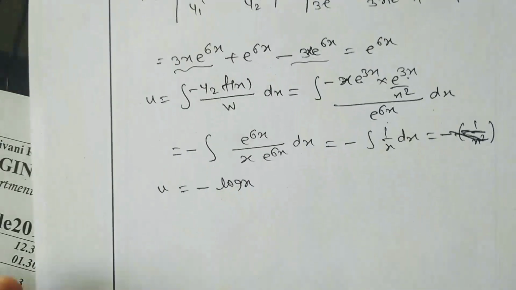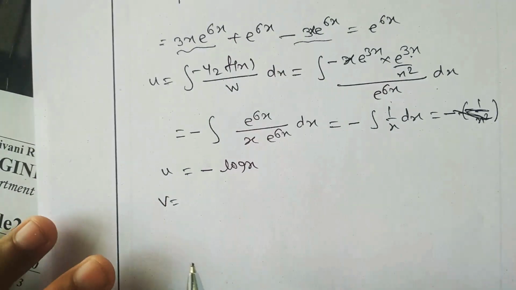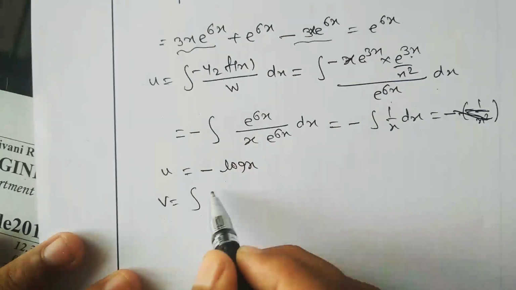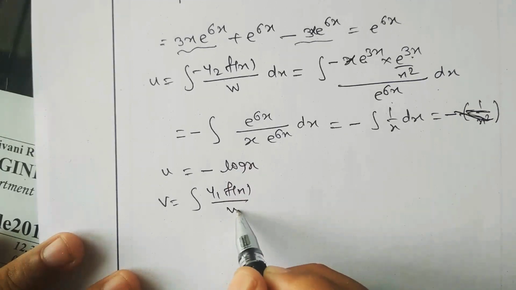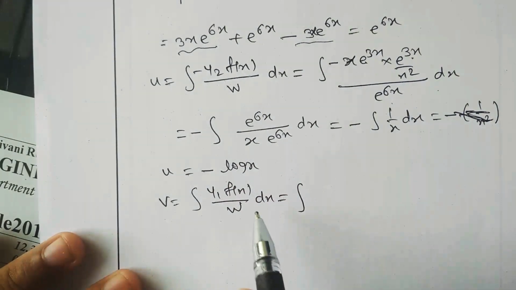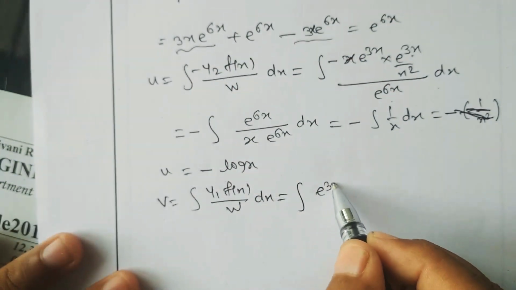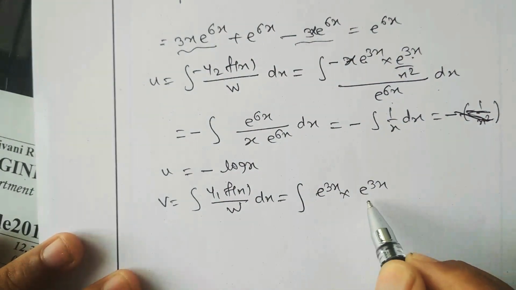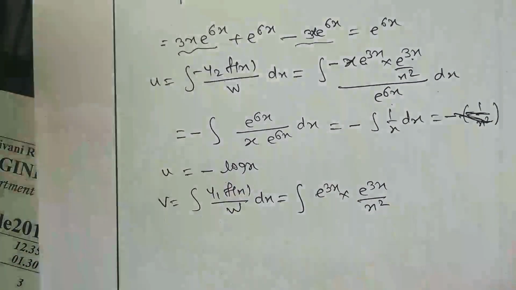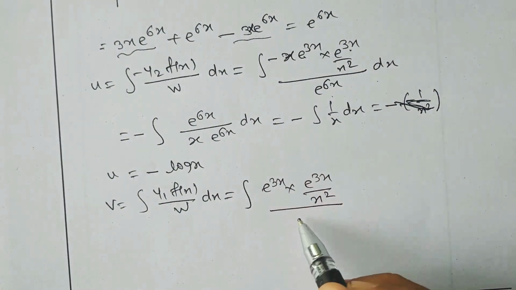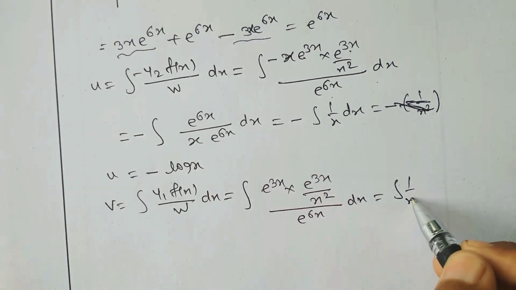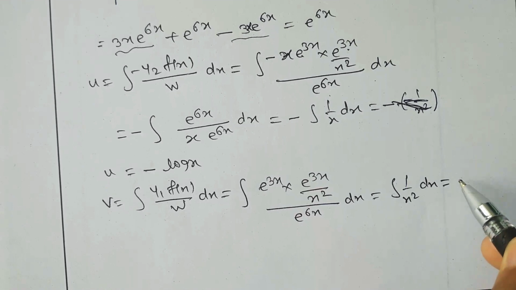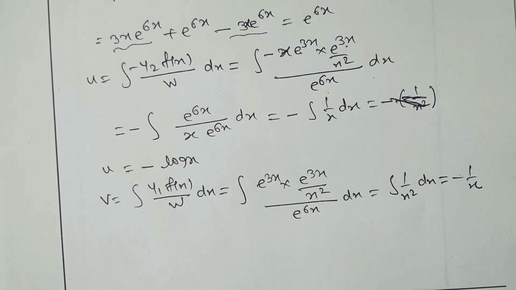Then v is equal to integration of y1 f(x)/W dx. This is equal to integration of the value of y1, e^(3x), into f(x), e^(3x)/x², upon W, e^(6x), dx. So after simplifying this, you will get integration of 1/x² dx. Integration is -1/x. So the value of v is -1/x.